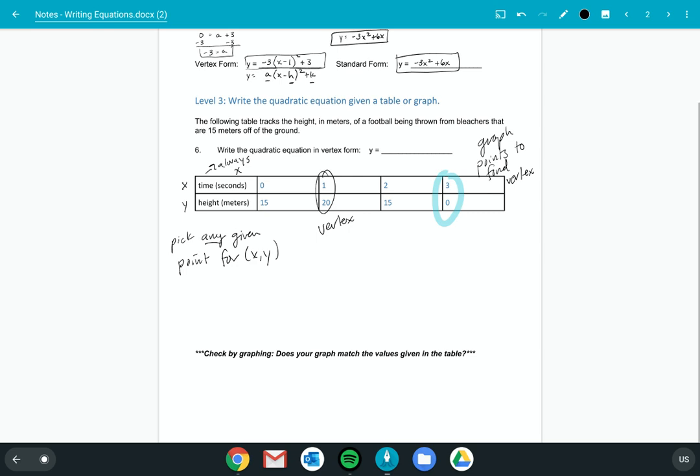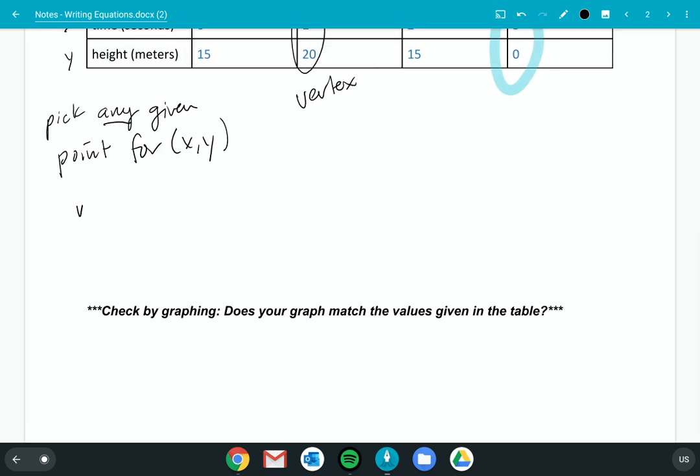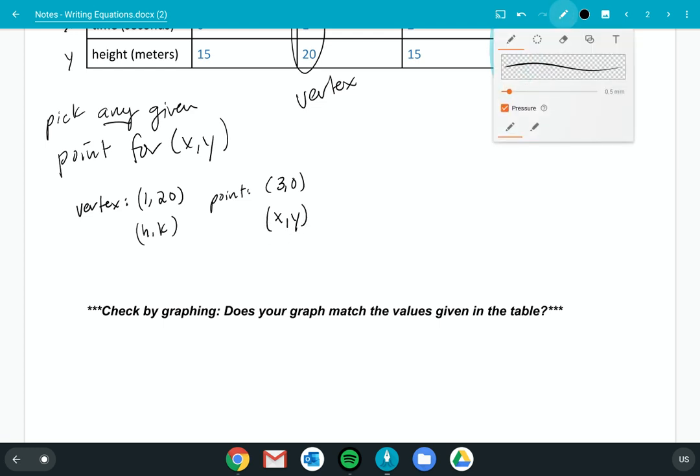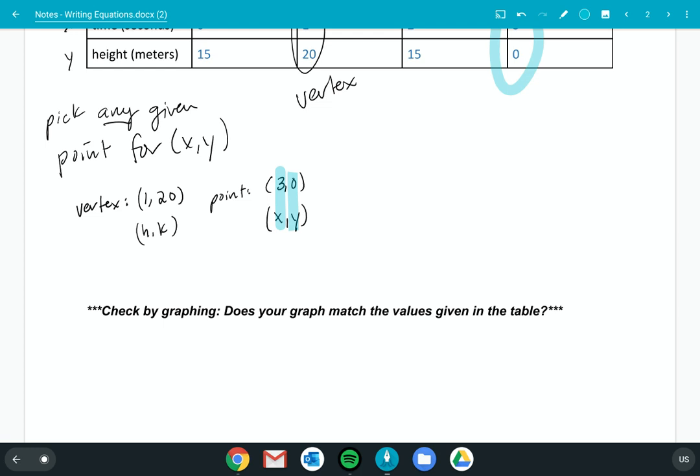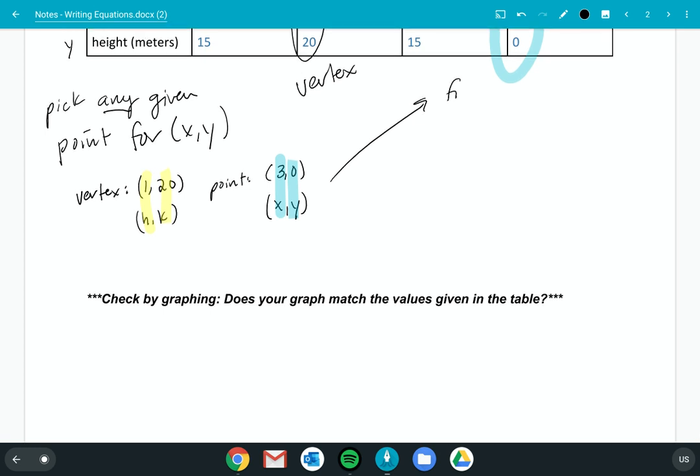So I know my vertex, I'm just going to write the information I know. I know my vertex is 1, 20, which is HK. Just going to write that to identify it. And I know my point that I'm using, I said, is 3, 0, which is going to represent XY. So keep in mind, I'm using these 4 values, once again, to find that A value, finding vertex form.